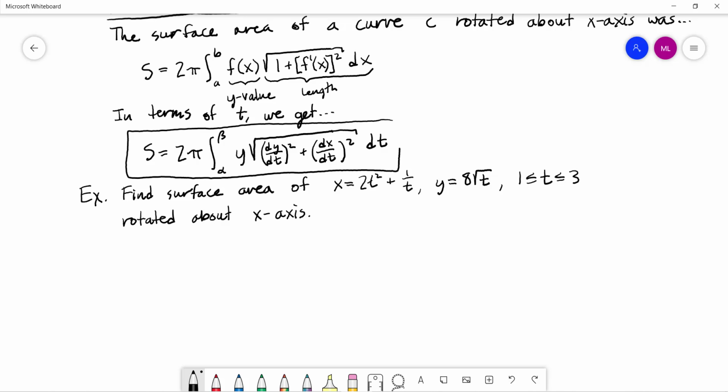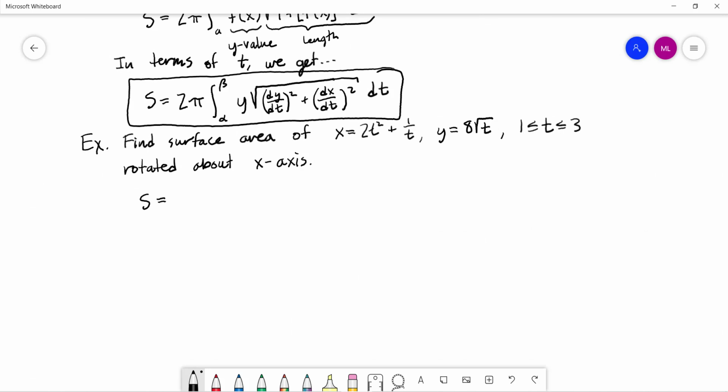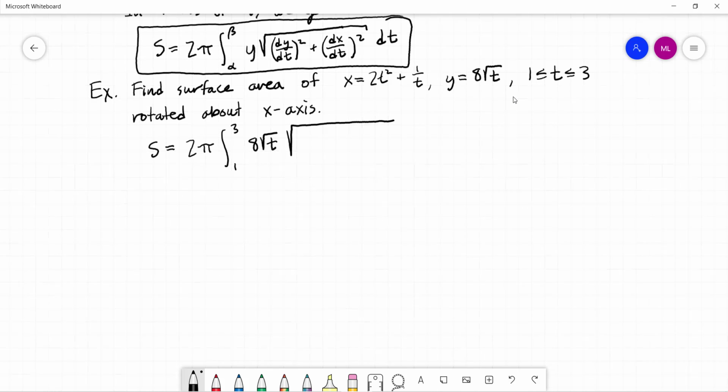This is the formula that we need. So S, our surface area, is going to be equal to 2 pi times the integral from alpha to beta, so for us that's 1 to 3, of y, the height, which is already given right here, 8 times the square root of t, times the square root of these two pieces. So we need the derivatives of this and this. Let me just plug those in. Let's find them right down here, and we'll plug them in. So let's find dx/dt and dy/dt.